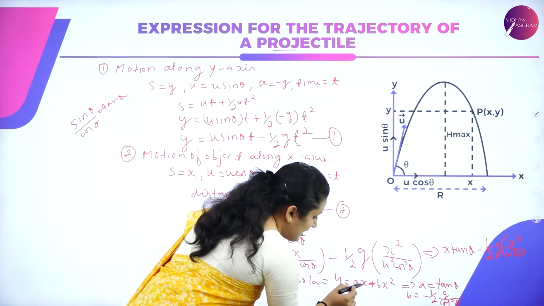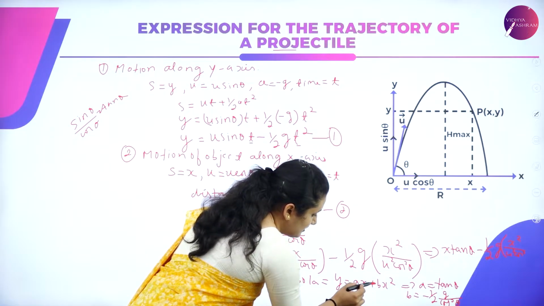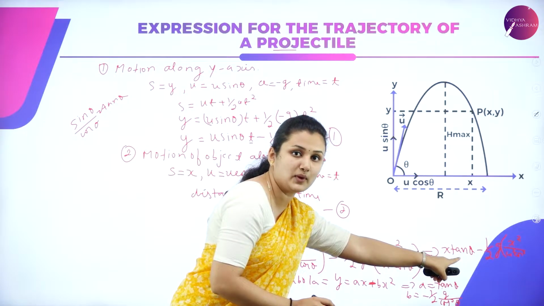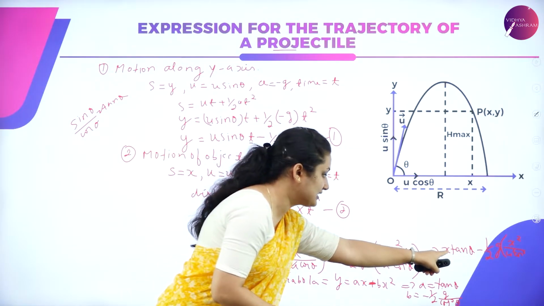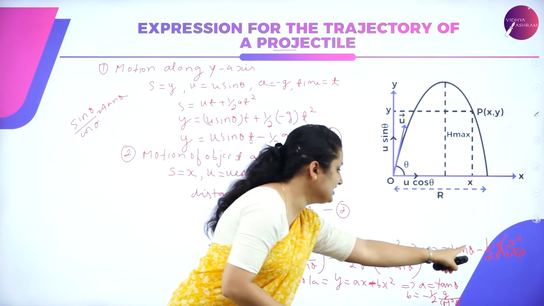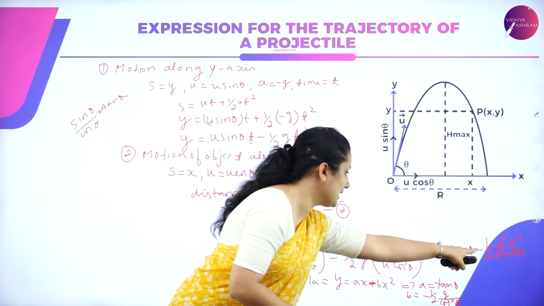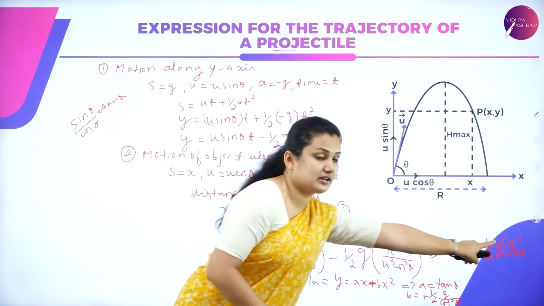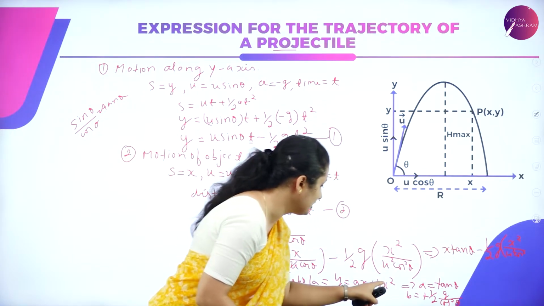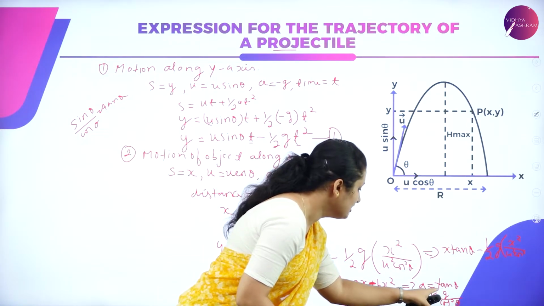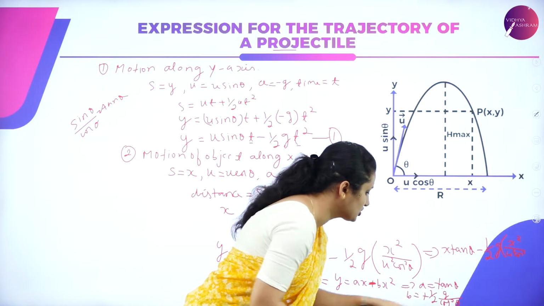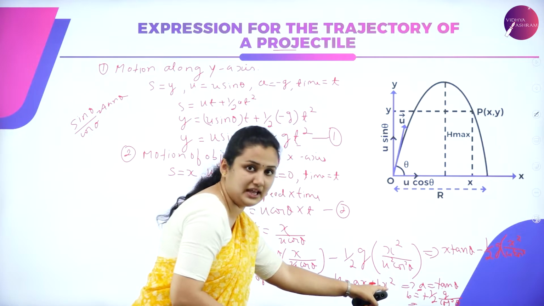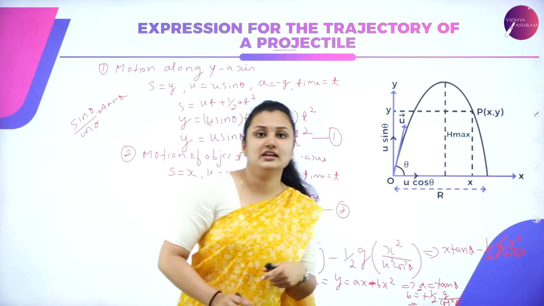This is ax minus bx square. This equation is similar to this equation, right? Where a is tan theta, minus, x square you have there. What is remaining? b is equal to half g by u square cos square theta. So this is the value of a and the value of b. ax minus bx square is similar to this equation.